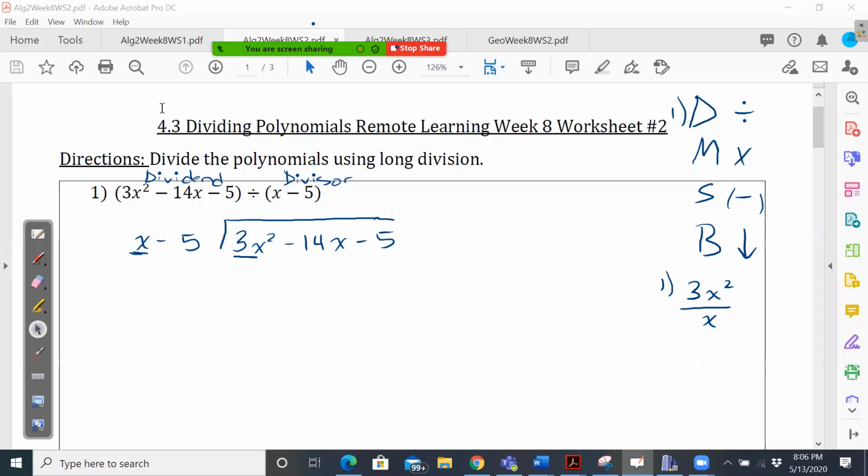Okay, so whenever we're dividing polynomials, the idea is going to be the same. You're following the same steps: divide, multiply, subtract, and bring down.